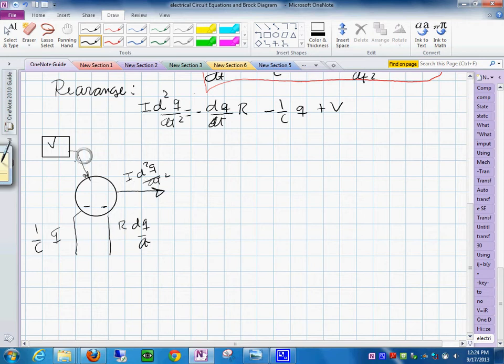Okay, everybody okay with transforming this equation into this little picture? The reason I ask you to do this is because when you have it like this in terms of the highest derivative, it's easier to draw the block diagram. That's why I'm doing this.